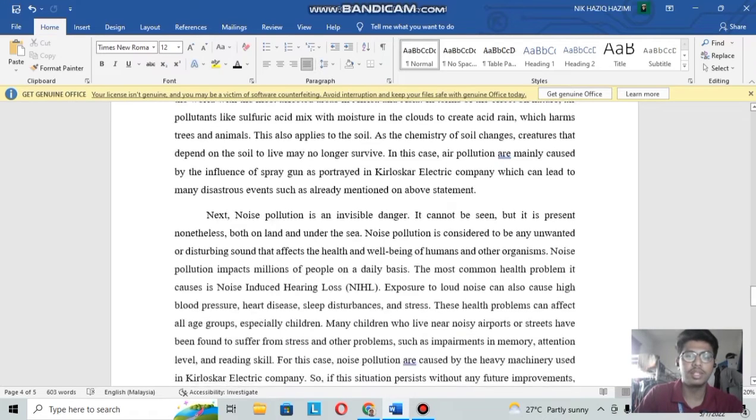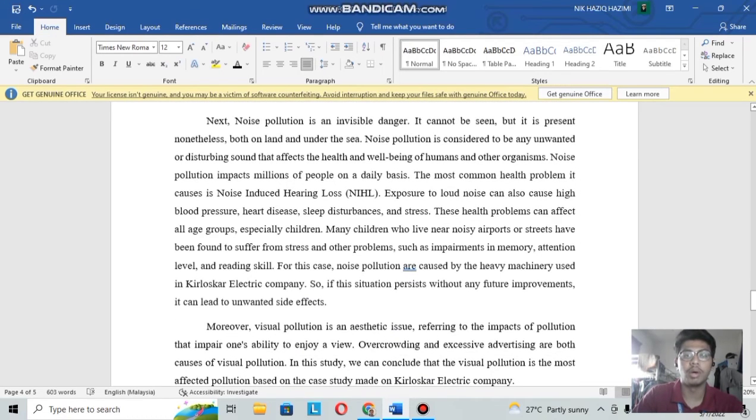So next, we're going to talk about noise pollution. Noise pollution is an invisible danger. It cannot be seen, but it is present nonetheless, both on land and under the sea. Noise pollution is considered to be any unwanted or disturbing sound that affects the health and well-being of humans and other organisms. Noise pollution impacts millions of people on a daily basis.